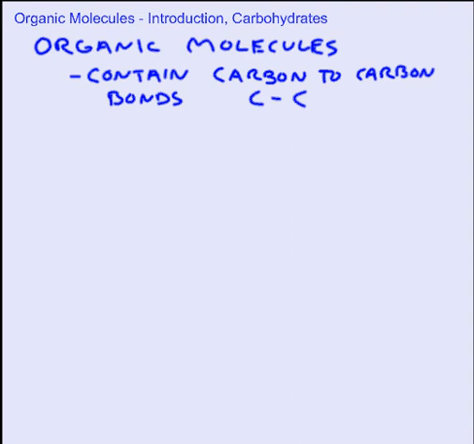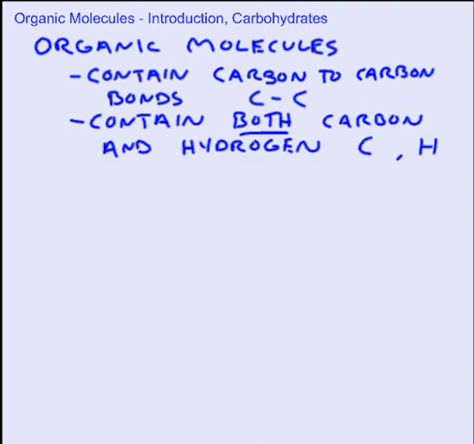So let's start with a definition. Organic chemistry is all about studying the molecules that living things are made of. We're going to learn there are four different classes of organic molecules, but an organic molecule in general is going to contain carbon-to-carbon bonds. Also, organic molecules will contain both carbon and hydrogen atoms.